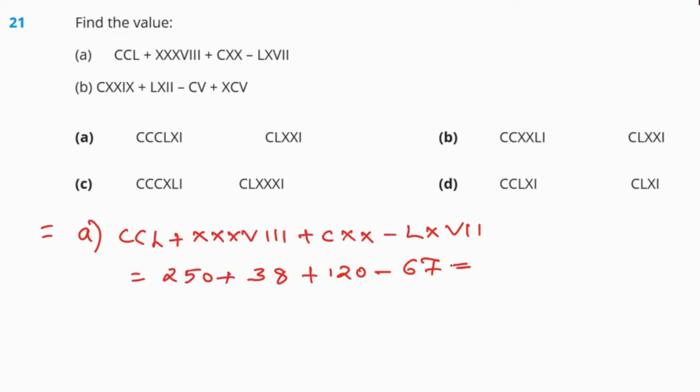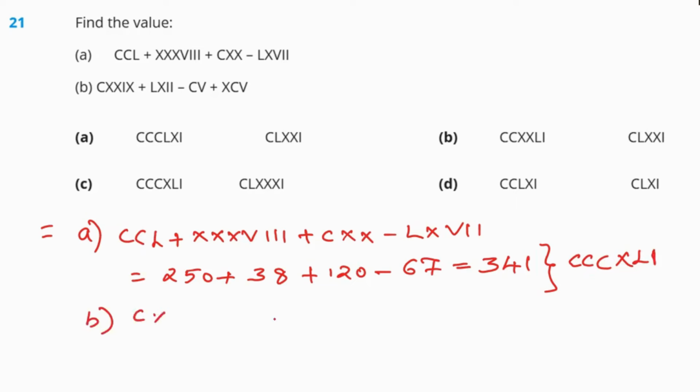So here we get the total: 250 plus 38 plus 120 minus 67, which gives 341. The Roman numeral for 341: 300 means 3 C's, since C denotes 100. L is 50, XL is 40, and I for 1. This is the Roman numeral for 341.